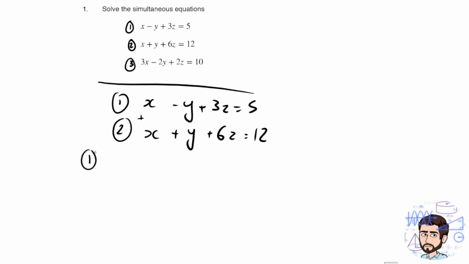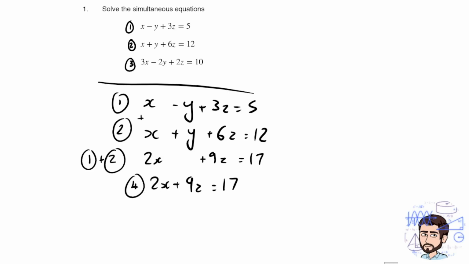So I'm going to do equation 1 plus equation 2, because that's going to allow me to do x plus x is 2x. Negative y plus y is 0, which was the whole point. That eliminates y. 3z plus 6z is 9z. And 5 plus 12 is 17. I was mixing the words there. So we've got this new equation, 2x plus 9z is equal to 17. And I'm going to call this equation 4, because that's going to be useful later on.